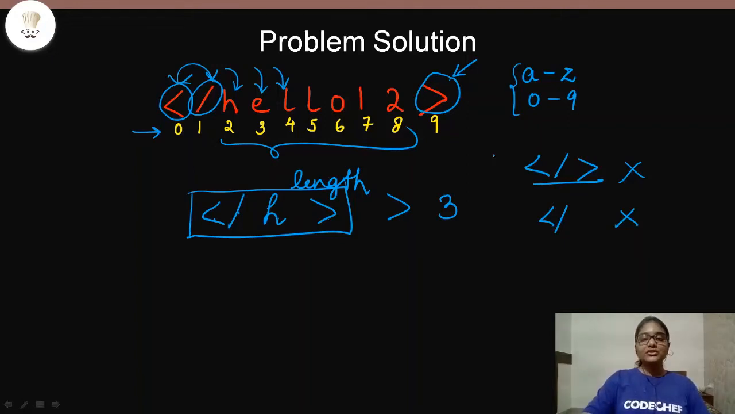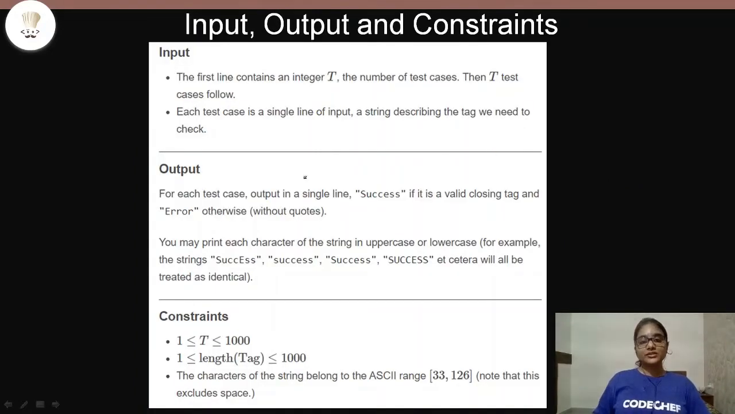Now we should see what are the input, output and constraints. So input is: the first line has the number of test cases. Then each line will consist of a single string which will describe our tag. So the string will contain something like this. This will be our entire string. That will be an HTML tag.